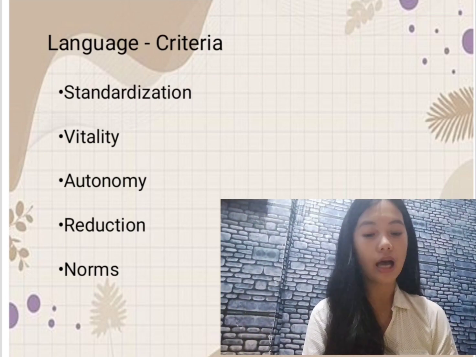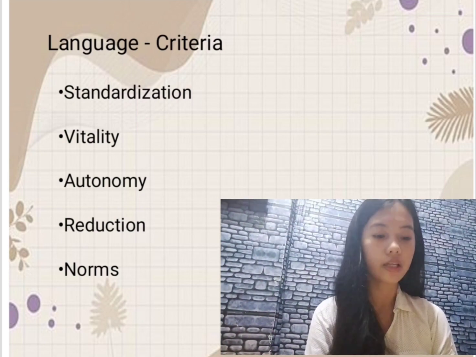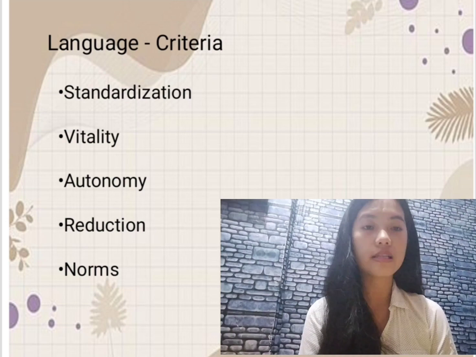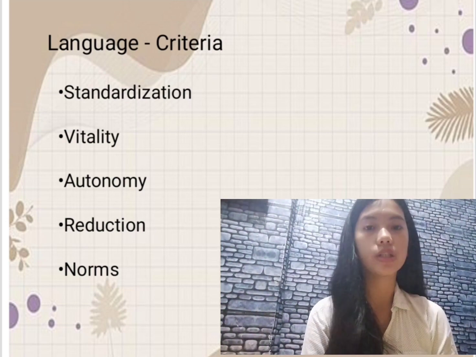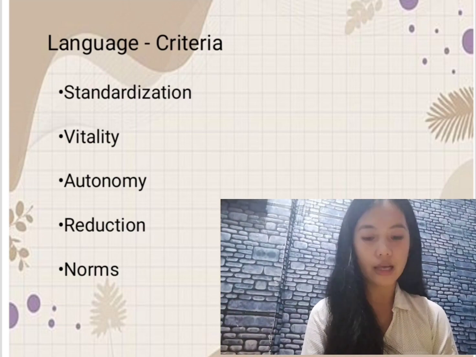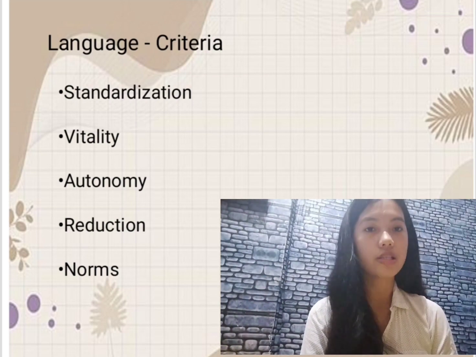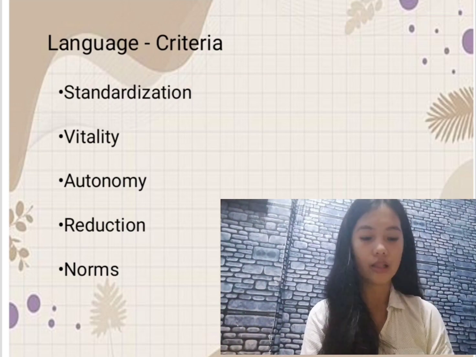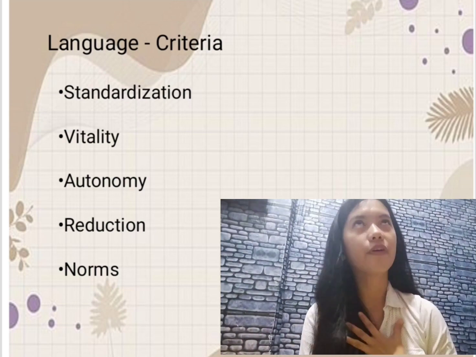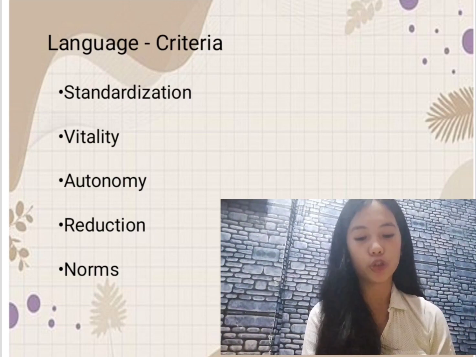And the next is the vitality. It refers to the existence of a living community of speakers, distinguishing languages which are alive from languages which are dead. And the next is the autonomy. So autonomy is a matter of feeling and is a rather subjective criterion. So a language must be felt different from other languages.